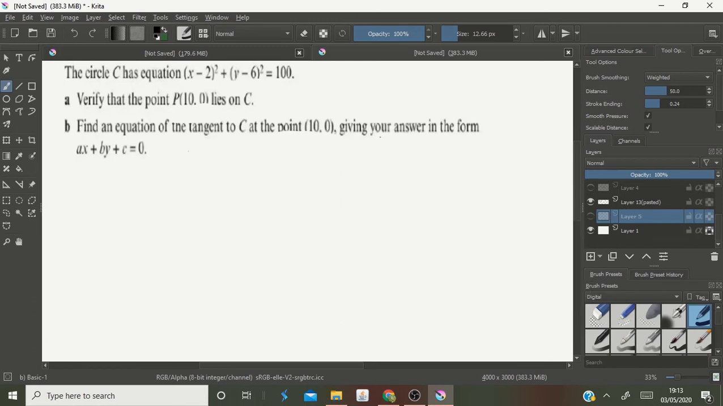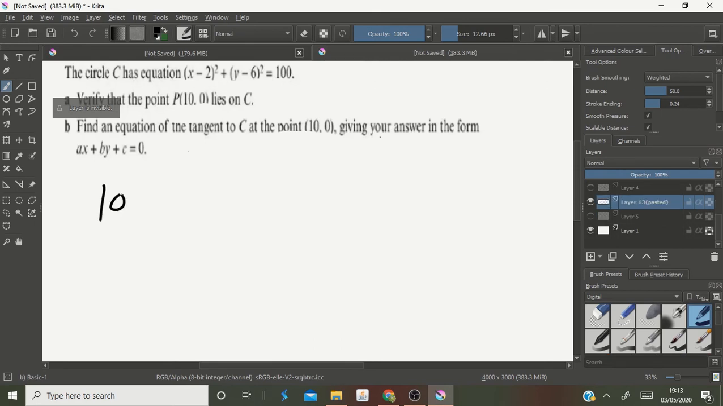Now to put this into practice, let's go over to this question here. Circle C has equation x minus 2 all squared plus y minus 6 all squared equals 100. Verify that point 10, 0 lies on C. That's part A. So to do that, we just substitute 10 for our x and 0 for our y and make sure that that equals the right-hand side.